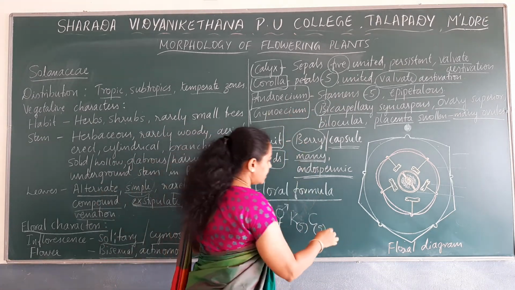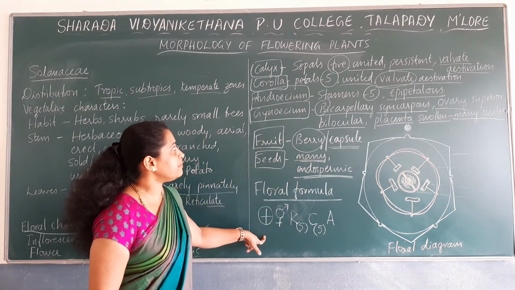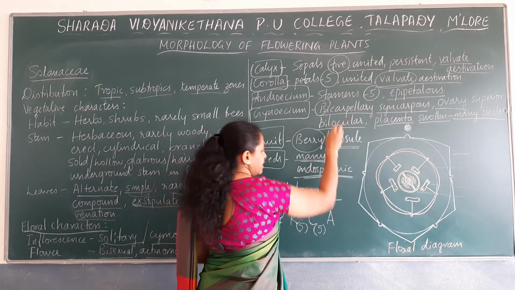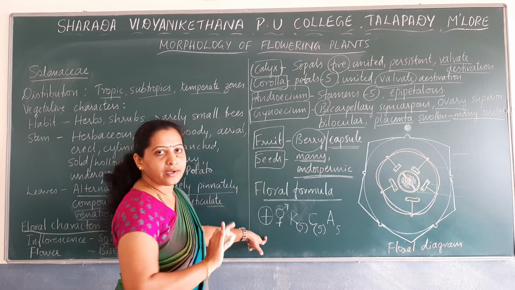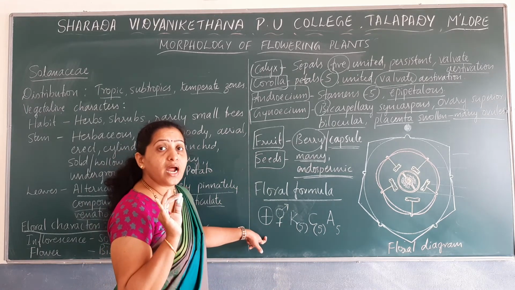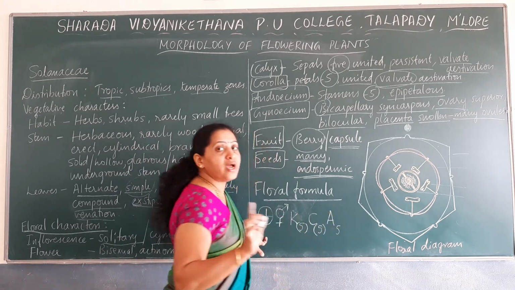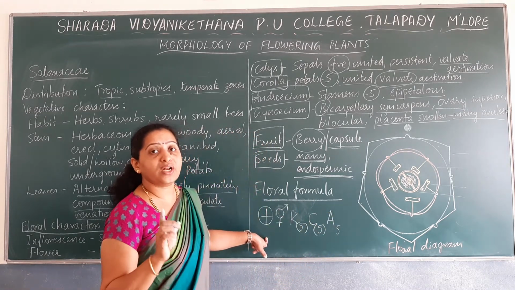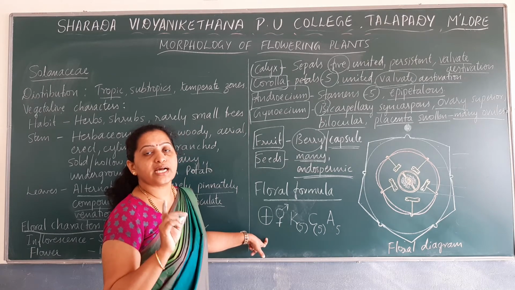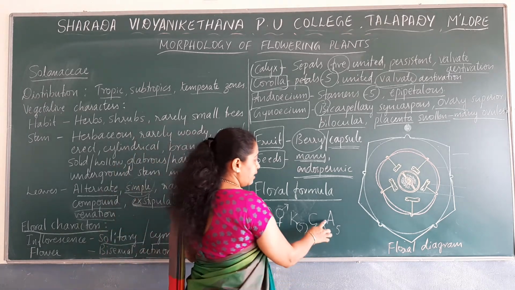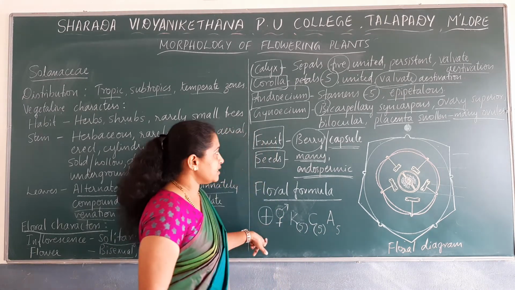Then androecium, represented by alphabet A. How many stamens are present? There are 5 stamens. So whether they are enclosed within the bracket? No, they are not. Whether they are attached or united? No, they are not united. So we have no need of enclosing it in a bracket. Only if the stamens are united, then it has to be enclosed within the bracket. So A5 represents that androecium has got 5 stamens.